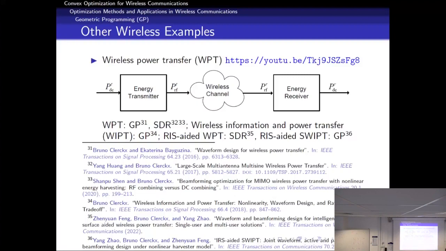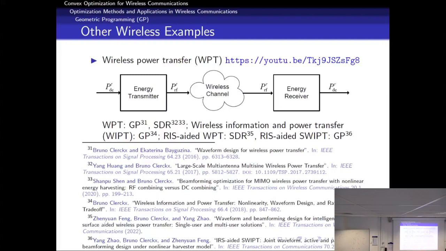Right? And so what you can show, you can design waveforms here at the transmitter in order to maximize this as a function of the channel. And this guy here, the receiver, is a nonlinear device. And you can show that finding the optimal waveform that maximizes the power at the receiver can be formulated using a geometric program. It's a bit more complicated, because it's actually a succession of approximations of a geometric program.